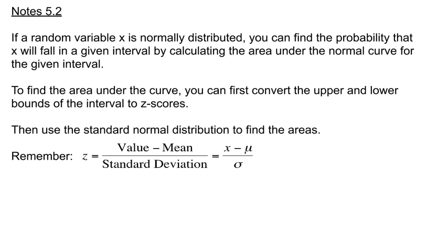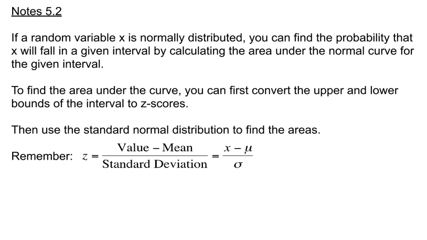Right? So as we start to think about any normal distribution, not just the standard normal distribution, we need to remember our z-score formula. So if a random variable x is normally distributed, you can find the probability that x will fall in a given interval by calculating the area under the normal curve for the given interval. Right? This is exactly the same thing we did with the standard normal curve. So to find the area under the curve, you can first convert the upper and lower bounds of the interval to z-scores. Right? And remember, we use the standard normal distribution to find these areas.